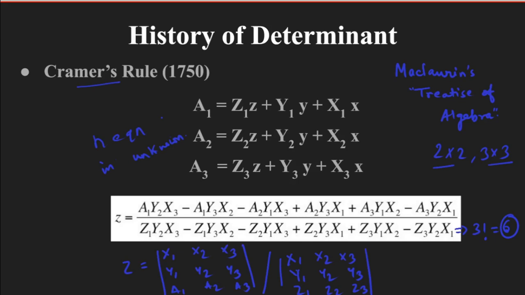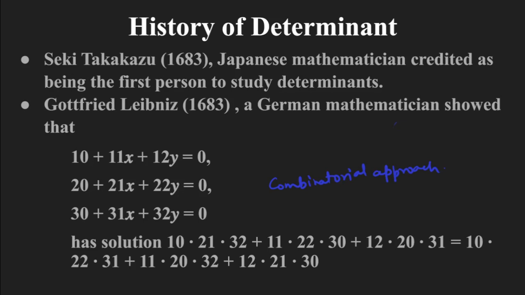In the numerator, how z can be represented, so let's say x1, x2, x3, y1, y2, y3, and a1, a2, a3. So with these combinatorial operations, Cramer has found out that the numerator will be this and the denominator will be the determinant of all the coefficients of x, y, and z. And these signs, whether it has to be positive or negative, was actually proposed by Seki Kowa.